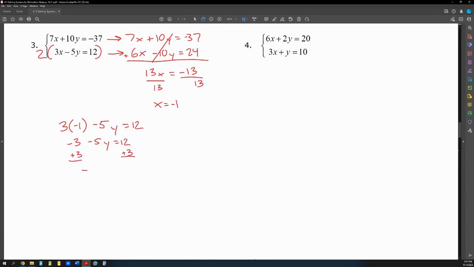and we get negative 5y is equal to 15. And dividing both sides by negative 5, we get y is equal to negative 3. So we have the solution negative 1, negative 3.